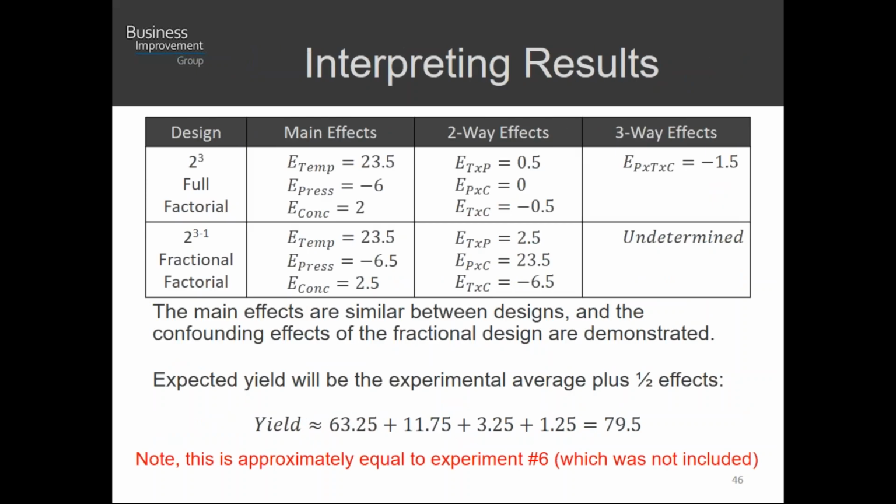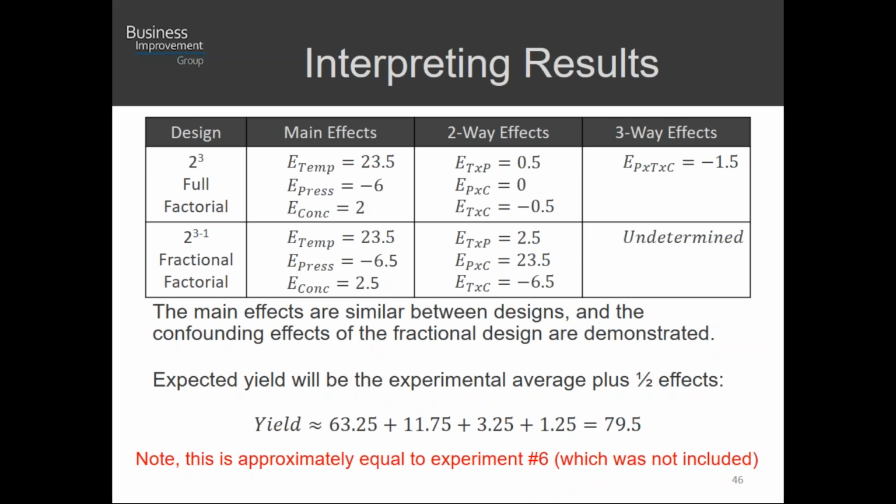And if we run through the analyses in the same way, where we calculate and compare side by side the results of the full factorial to the fractional factorial, we see that the main effects are very close in the second experiment as they were in the first. 23.5% for temperature, -6.5 compared to -6, and 2.5 compared to 2. Interesting, though, the two-way effects look significantly different, right? They look very high. But if we look at those numbers, they are the same exact numbers that we had in the main effects, just in a different order.